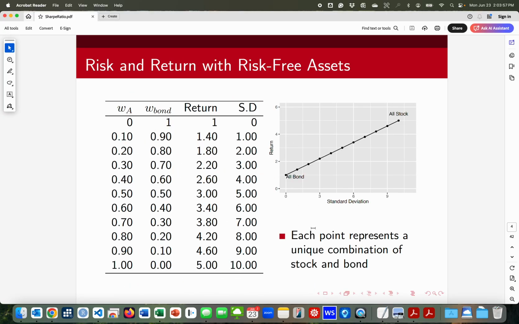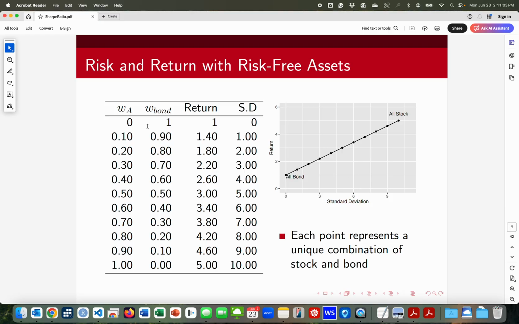If you look at this chart, what we're really doing here is looking at the combinations of the bond and the stock. So if all of our money's in the bond, we get the bond return with no standard deviation. If all of our money is in the stock, we get the stock return and the stock standard deviation. We can also choose any combination of the stock and the bond.